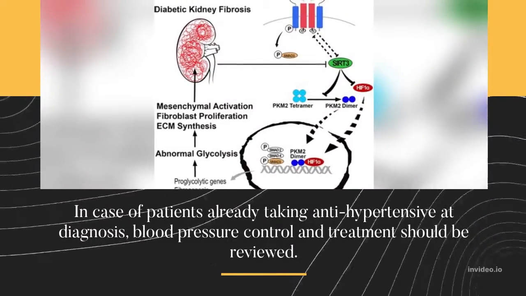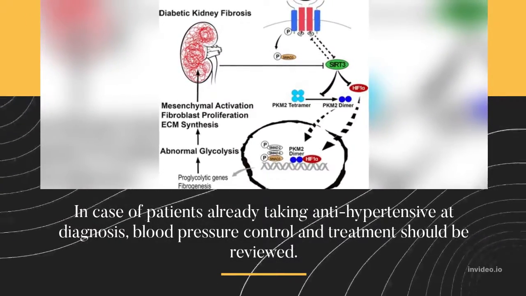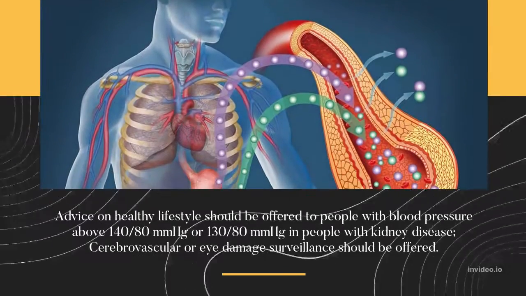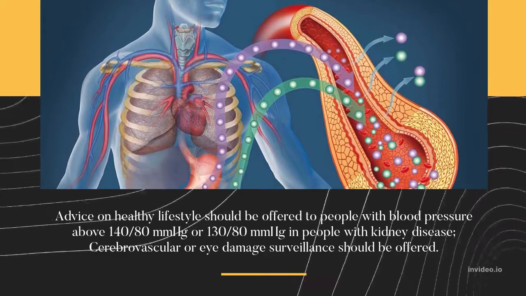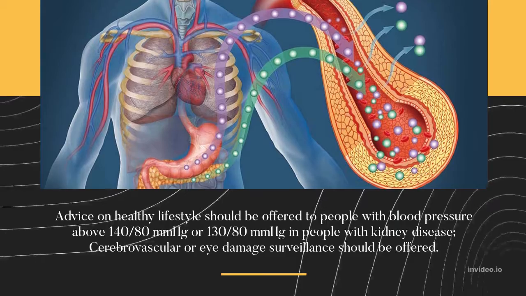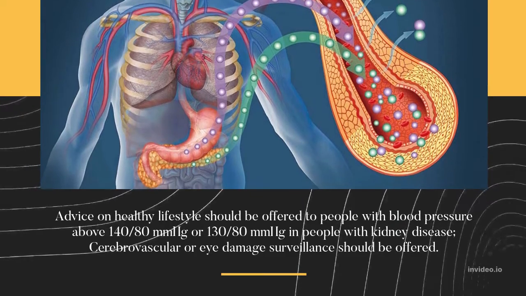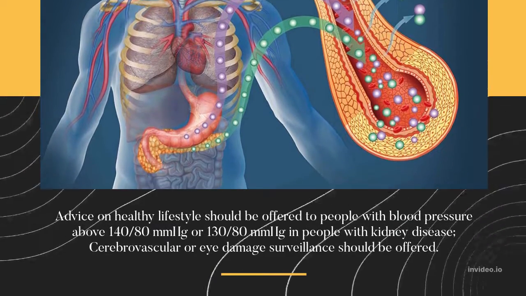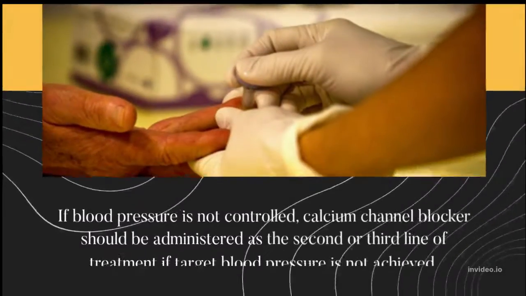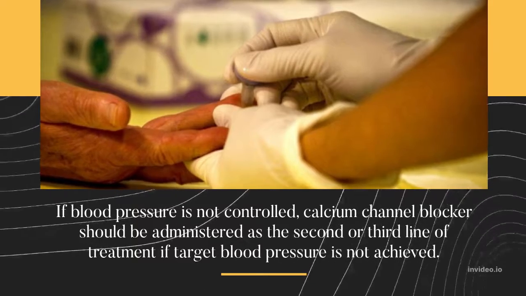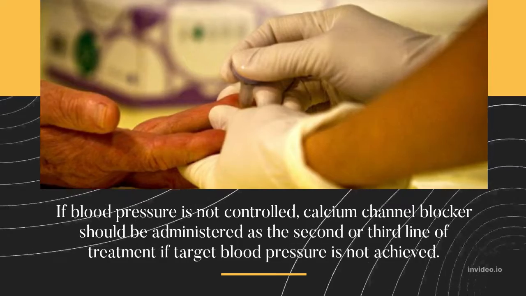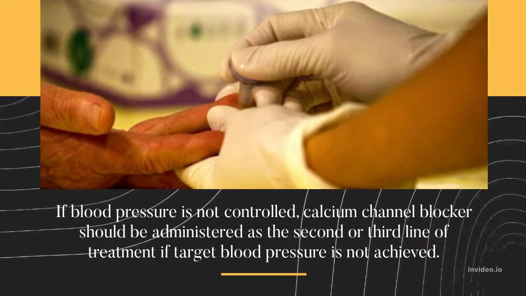In case of patients already taking antihypertensives at diagnosis, blood pressure control and treatment should be reviewed. Advice on healthy lifestyle should be offered to people with blood pressure above 140/80 millimeters of mercury, or 130/80 millimeters of mercury in people with kidney disease, cerebrovascular or eye damage surveillance should be offered. If blood pressure is not controlled, a calcium channel blocker should be administered as the second or third line of treatment if target blood pressure is not achieved.